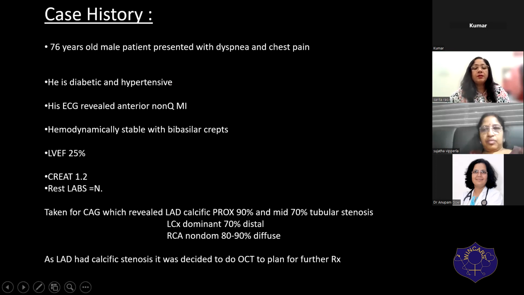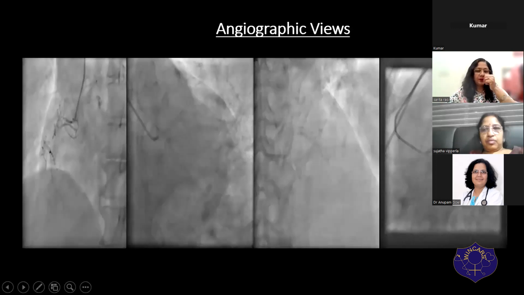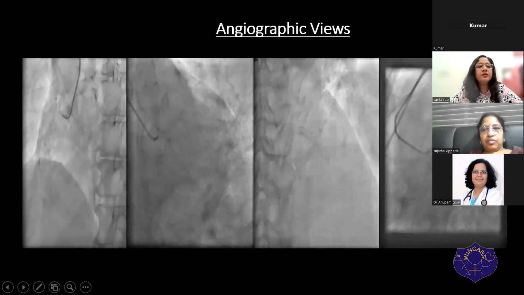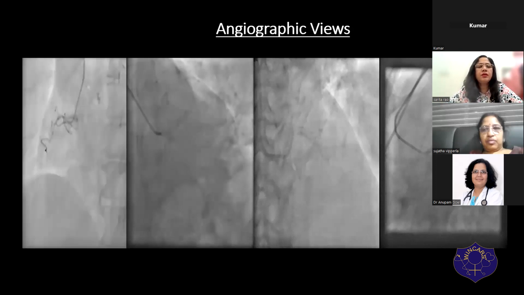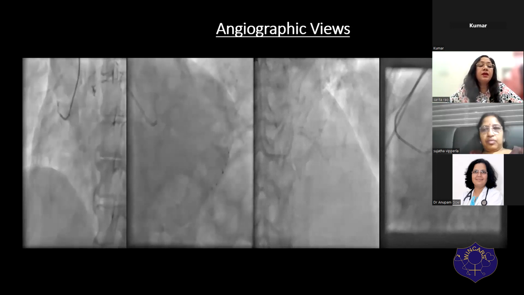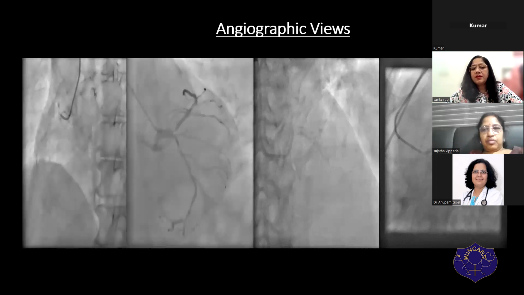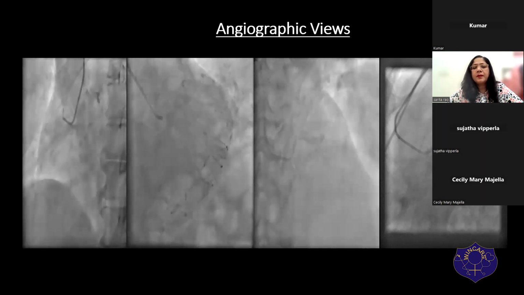He had an LAD proximal 90% lesion with mid-tubular long segment disease. The circumflex was dominant with a 70% distal disease. The RCA was non-dominant with diffuse disease. Let me go to the next image and show you. This is the angiography of the patient. You can see the RCA is diffusely diseased, a small vessel. This is circumflex dominant, and you can see the proximal LAD disease, a very tight lesion.